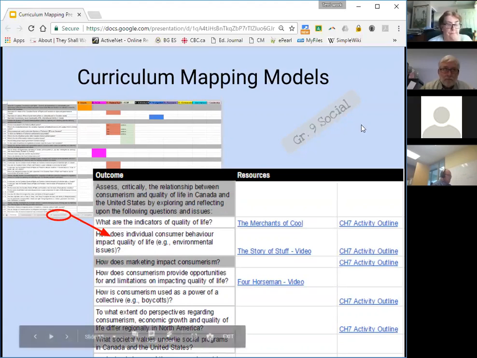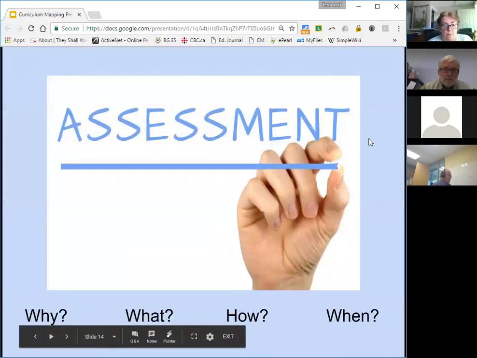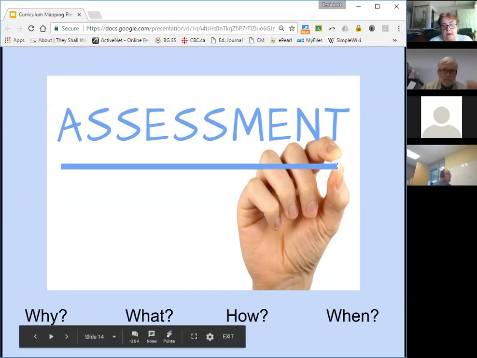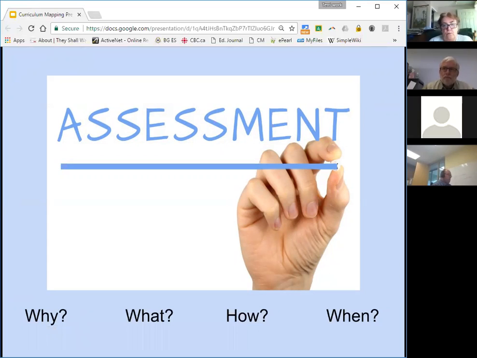Now I want to move on and talk about assessment a little bit. So the four basic questions we ask are why, what, how, and when do we assess? Why do we assess is a really interesting piece. I'm curious to know from this group what your thoughts are on why do we bother to assess? What is the reason for it? Go ahead and grab the microphone or throw something in the chat window. What is the purpose of assessment? Why do we do it?